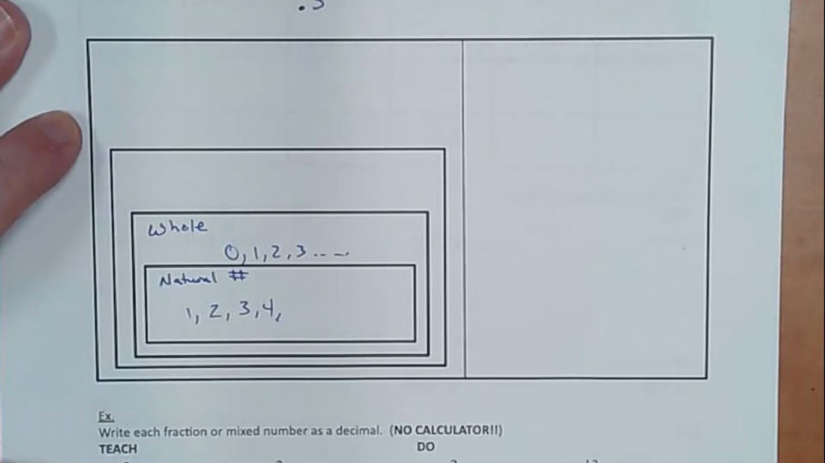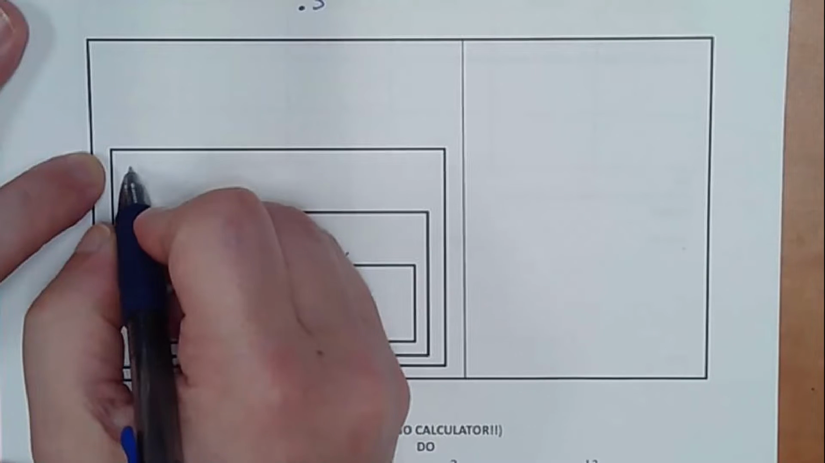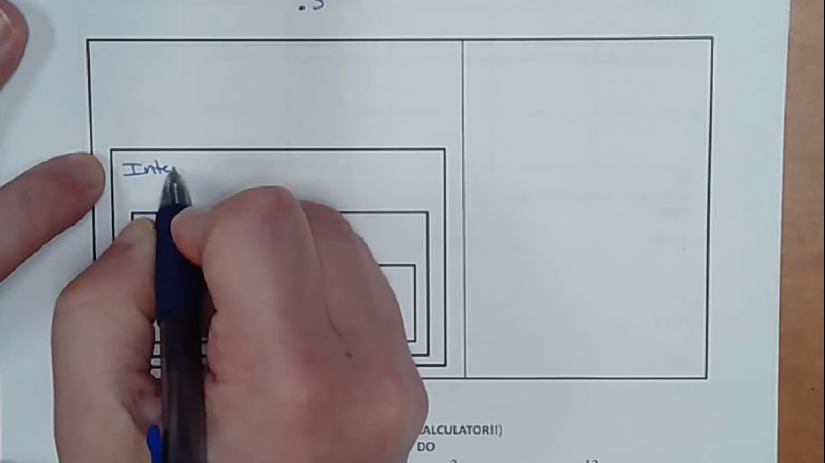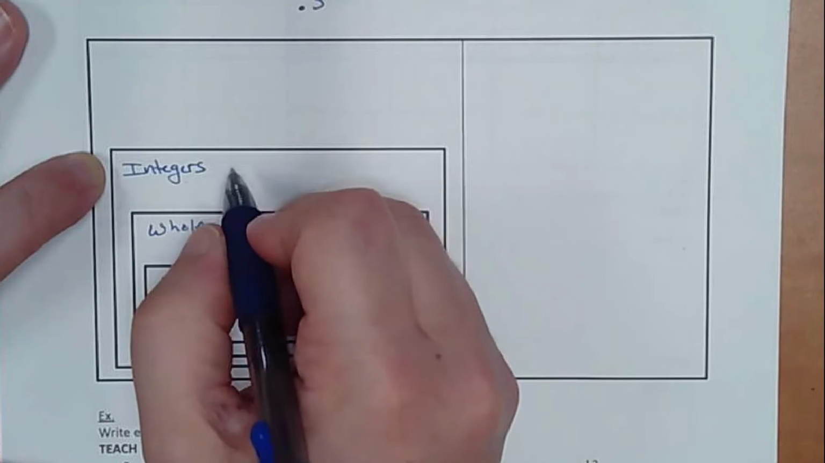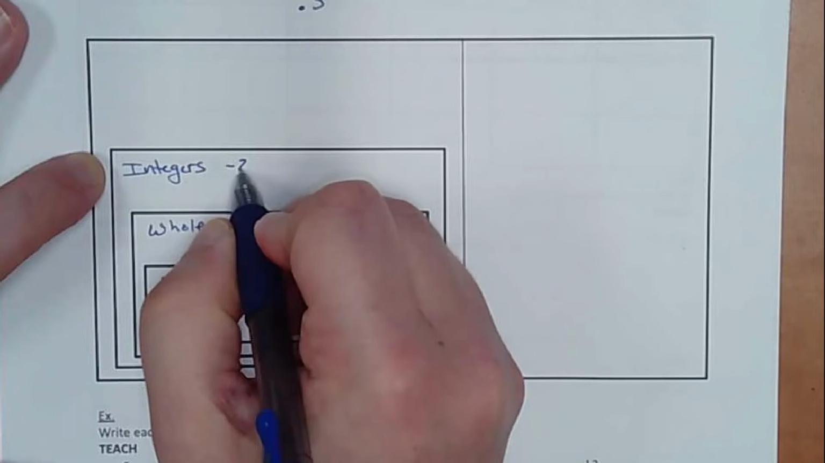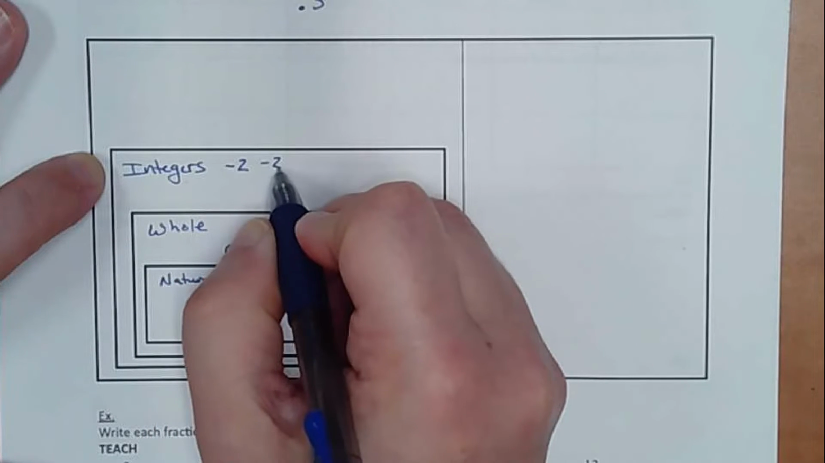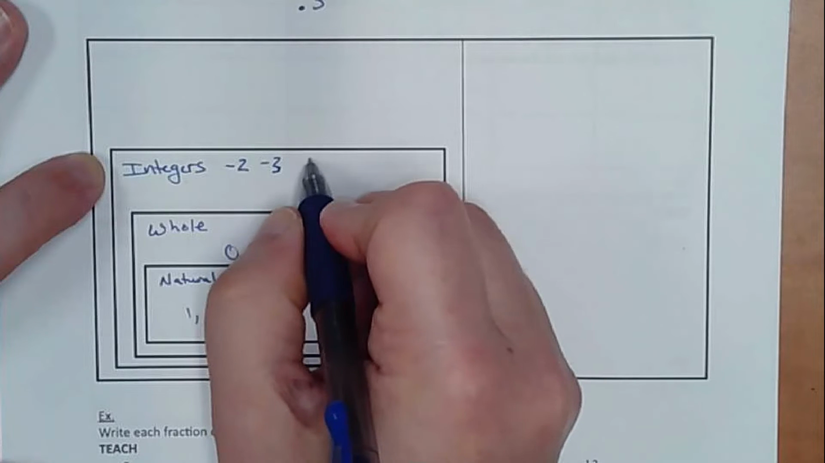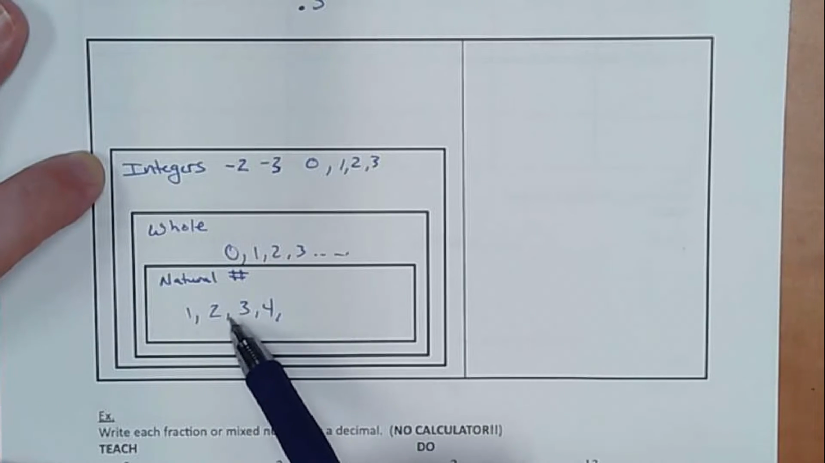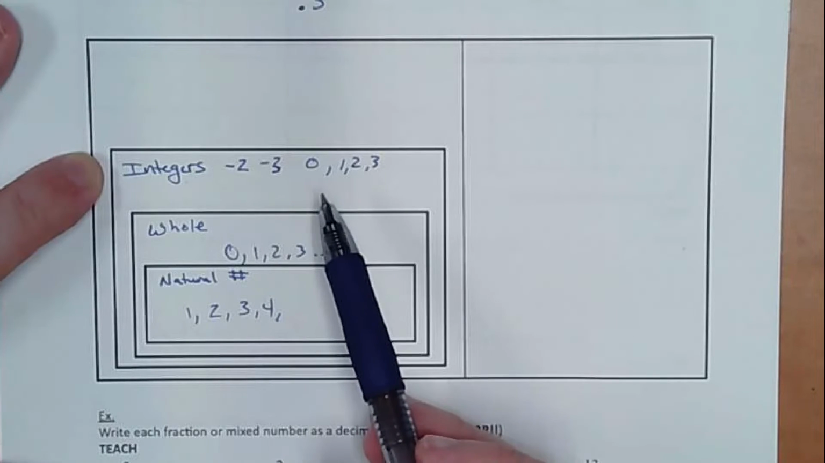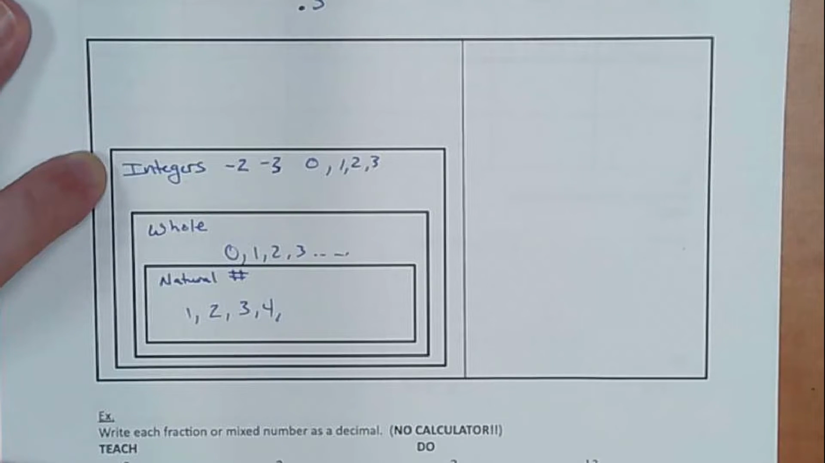What would be the next logical place? If you were thinking decimals and stuff, no, not quite, not there yet. Integers. So we're going to go -3, -2, -1, 0, 1, 2, and 3. So you notice that 1 is a natural number, a whole number, and an integer. So we have no decimals, no fractions yet.